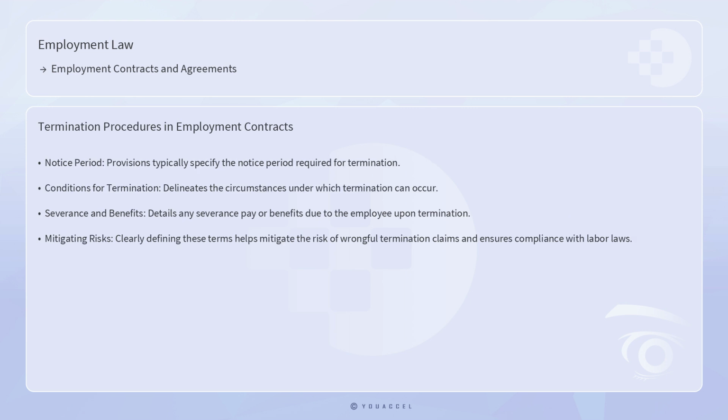Termination procedures outlined in employment contracts are crucial for delineating the circumstances under which an employment relationship can be legally terminated. These provisions typically specify the notice period required for termination, the conditions under which termination can occur, and any severance pay or benefits that may be due to the employee upon termination. By clearly defining these terms, employers can mitigate the risk of wrongful termination claims and ensure compliance with labor laws.